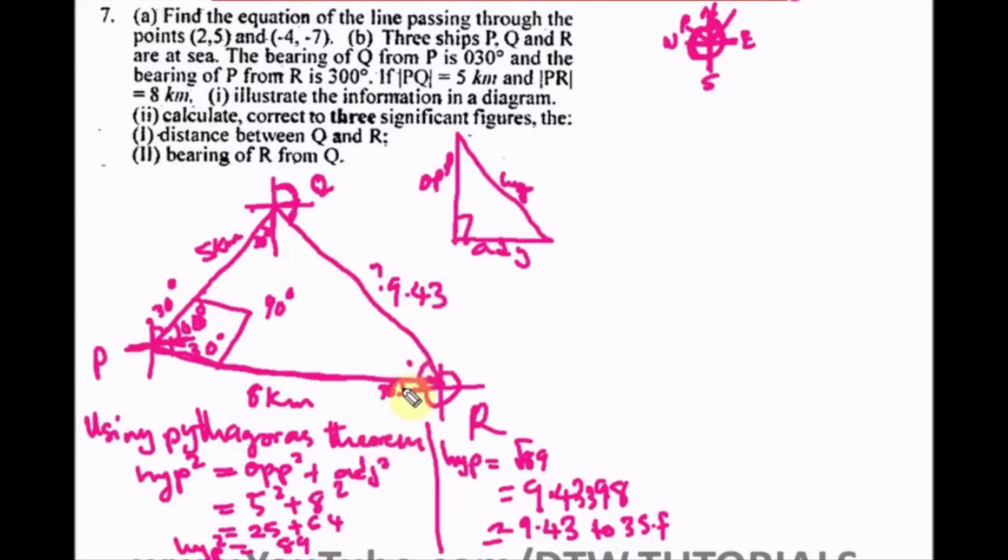Since alternate angles are equal, this angle will be equal to this whole angle here. So we have to find this angle here, add it to this, and this will give us the angle here, which will now add up to 90 to get the bearing of R from Q. So follow me closely. To get this angle here, let's say the angle is X.